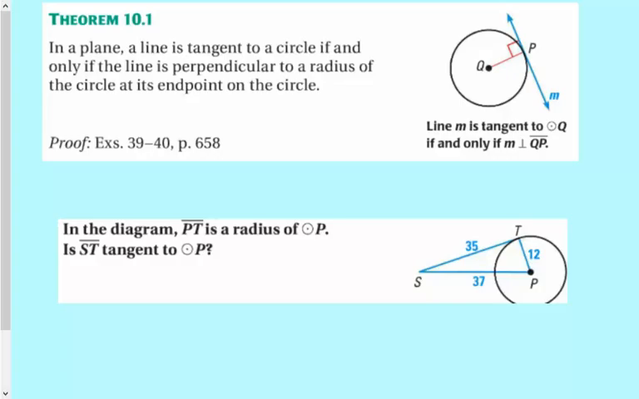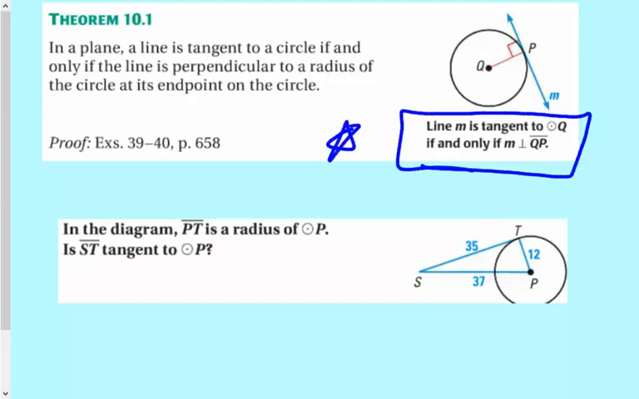Okay, so the first theorem: in a plane, a line is tangent to a circle if and only if the line is perpendicular to a radius of the circle at its endpoint on the circle. Basically, what that means is M is tangent to the circle if and only if M is perpendicular to QP. This is what you should write down right here. The picture is more important.